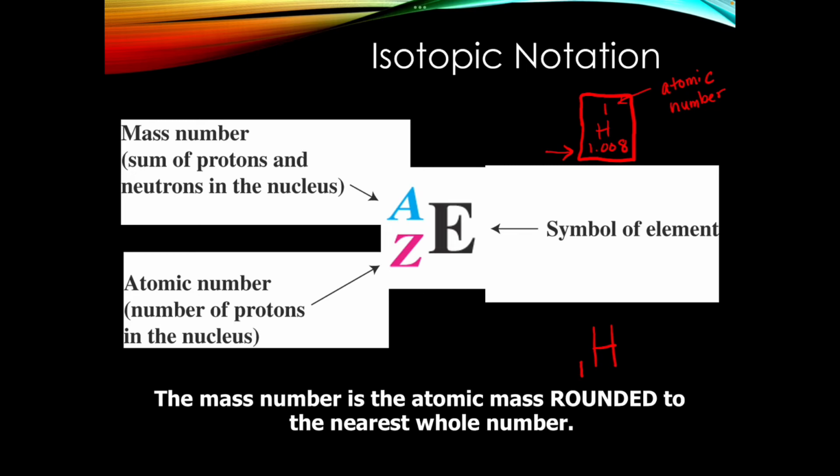And I know that's kind of confusing. They sound really similar, right? This is the atomic mass. And the way that we get the mass number is we just round this to a whole number. So that's 1.008. If we round that to a whole number, that makes it 1. So that's what would go on the top here. Okay, so the mass number is the atomic mass rounded to the nearest whole number.